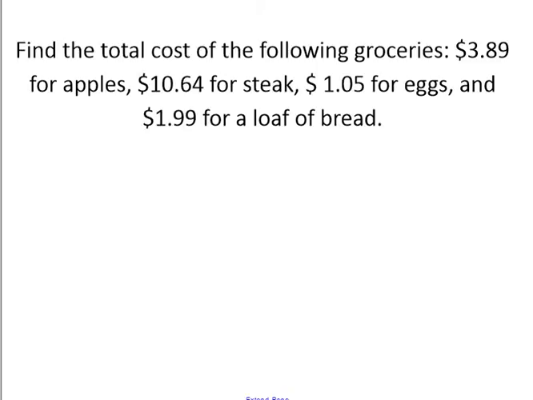All right, find the total cost of the following groceries. 3.89 for apples, 10.64 for steak, 1.05 for eggs, and 1.99 for a loaf of bread. All right, let's go ahead and annotate our problem with our highlighter. So the question is actually in the beginning. Find the total cost of the following groceries. And right there, it says total cost, which tells me addition. So I'm going to go ahead and add these up. You can make one large list and add them all up in one shot. I like to do smaller chunks myself so that my decimal points don't get lost.